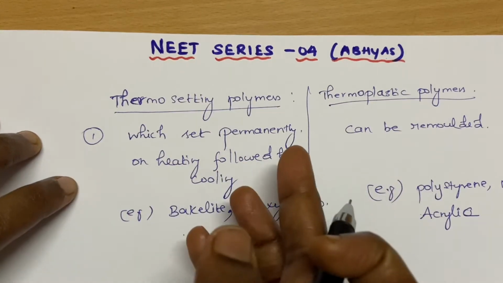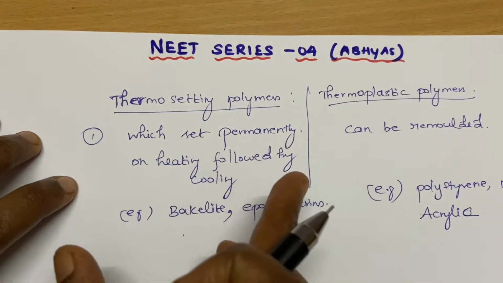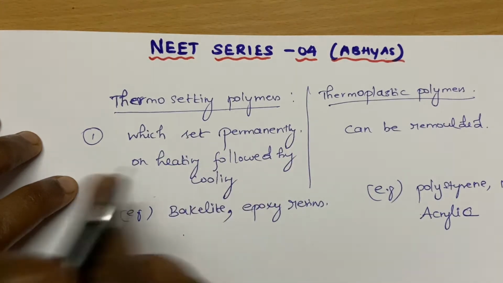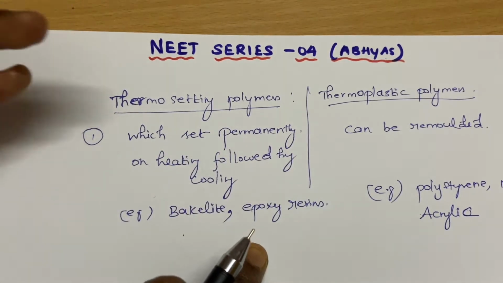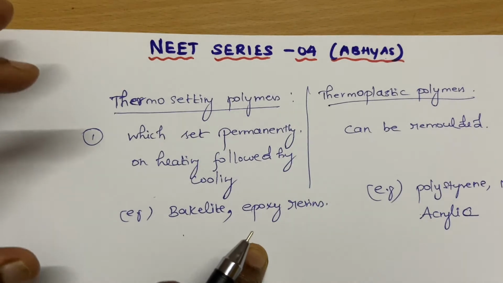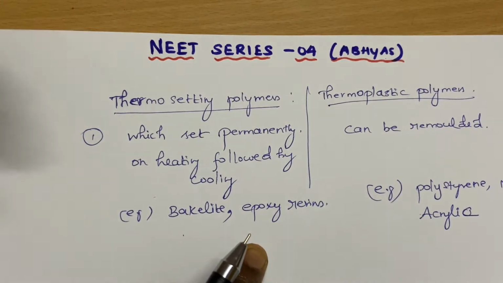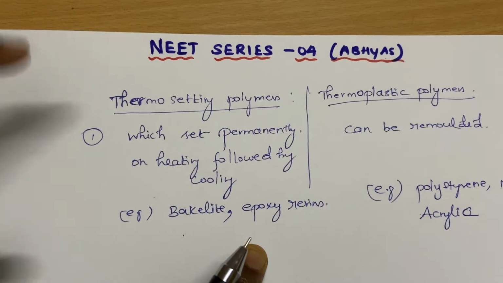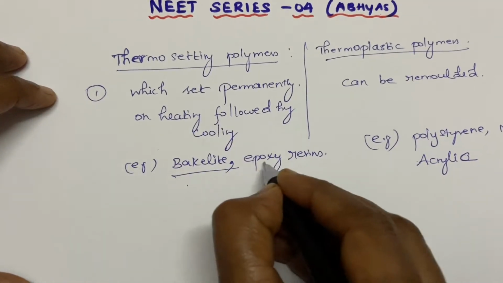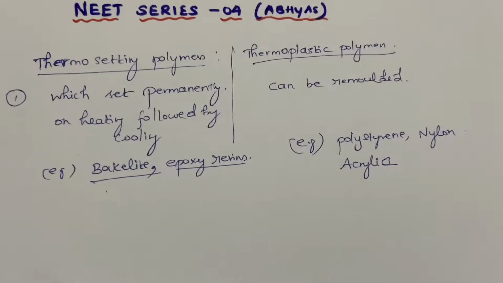Thermosetting plastics are those which get permanently molded on heating followed by cooling. If they take a shape, it is permanent, and after that it becomes very rigid. Even if you supply a lot of heat, it is resistant to that. So examples are bakelite, epoxy resins, and vulcanizing rubber.